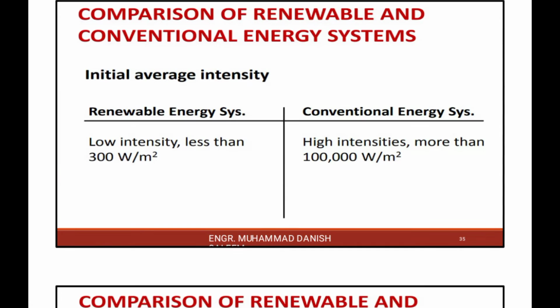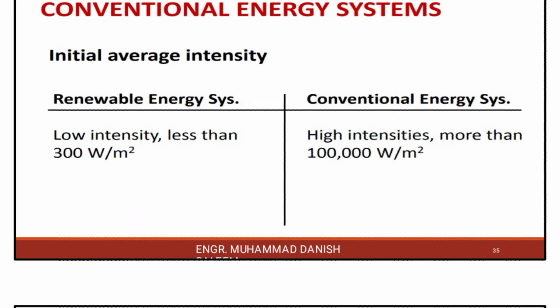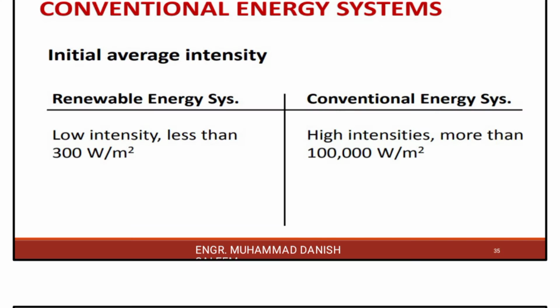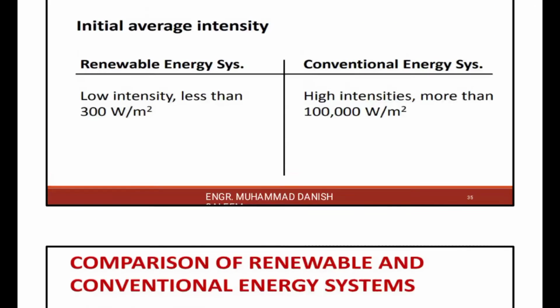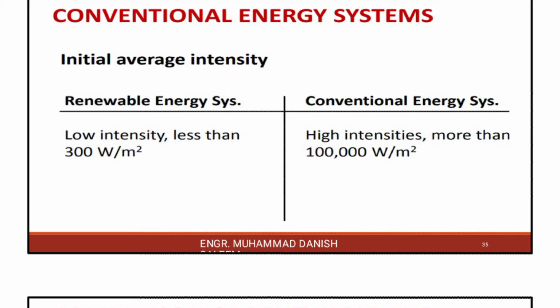Next one is the initial average intensity. Renewable energy systems have low intensity, less than 300 watt per meter squared, and conventional energy systems have high intensities, more than 1 lakh watt per meter squared. So there is a huge difference, which is the main reason that in renewable energy resources we have very low intensities, and in our conventional system we have very high intensities.